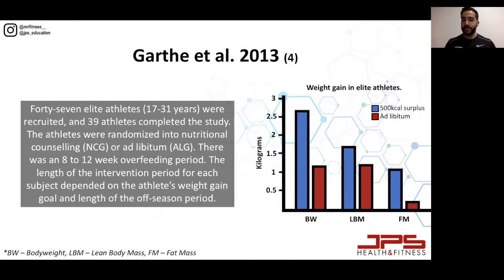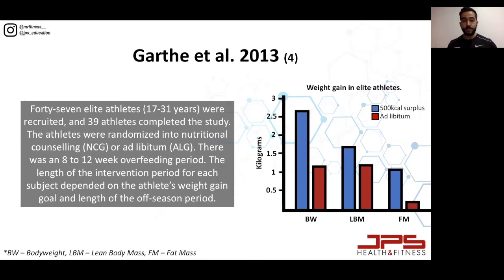Okay, so the 500 calorie surplus group gained over 2.5 kilos throughout the intervention period. The ad libitum group gained less weight. Now, when it comes to LBM, which refers to lean body mass, the 500 calorie surplus group gained slightly more lean body mass, as you can see there. Okay, so about half a kilo more. But if you look at the fat mass gains, the 500 calorie surplus group gained a lot more fat mass. Okay, so this goes to show that fat cells are more sensitive to calories than muscle cells are. If they weren't, then the group eating more food would have gained a lot more muscle and wouldn't have gained as much fat.